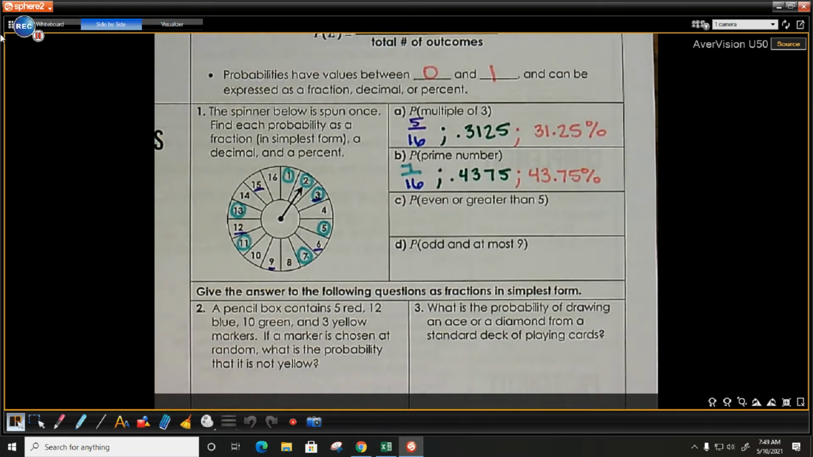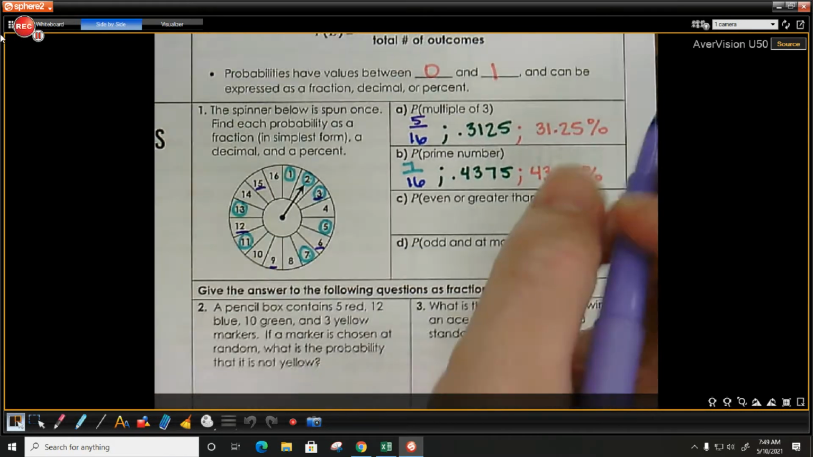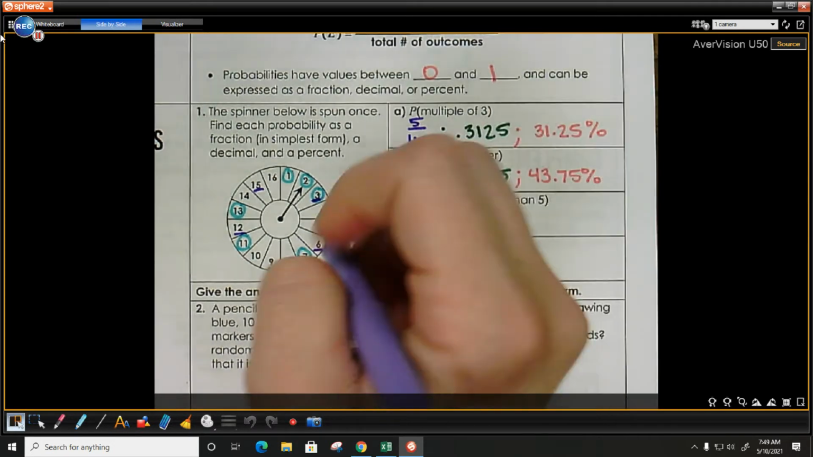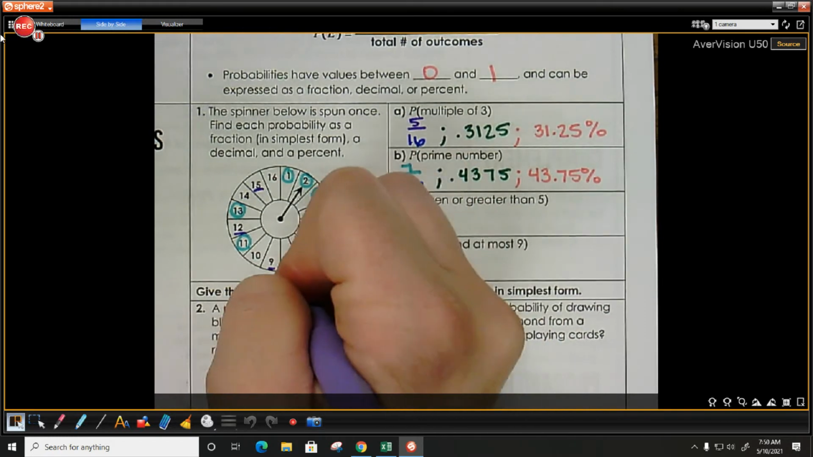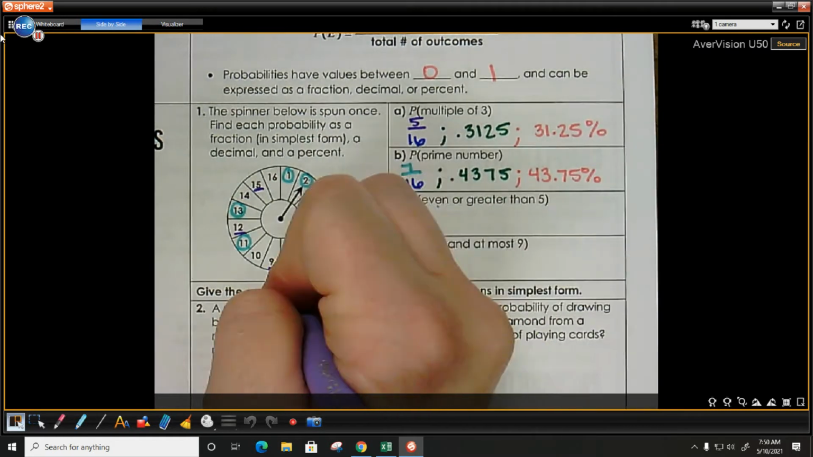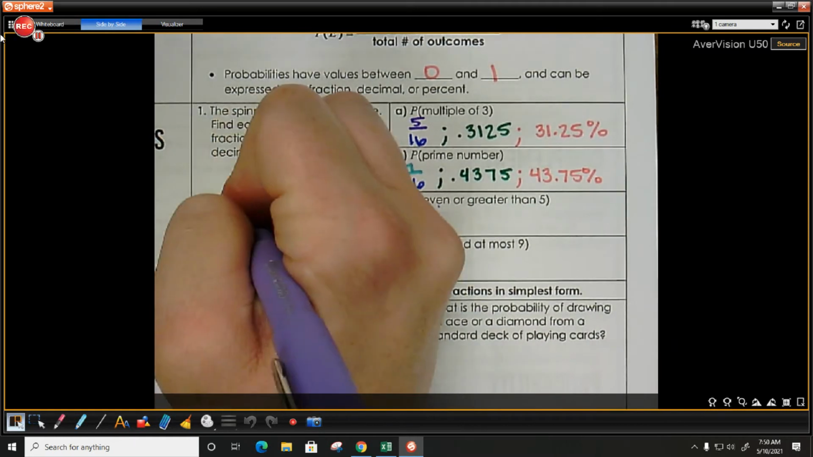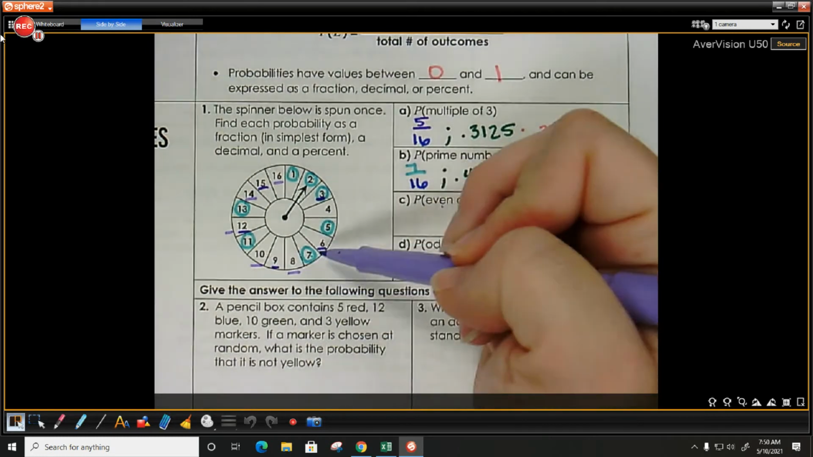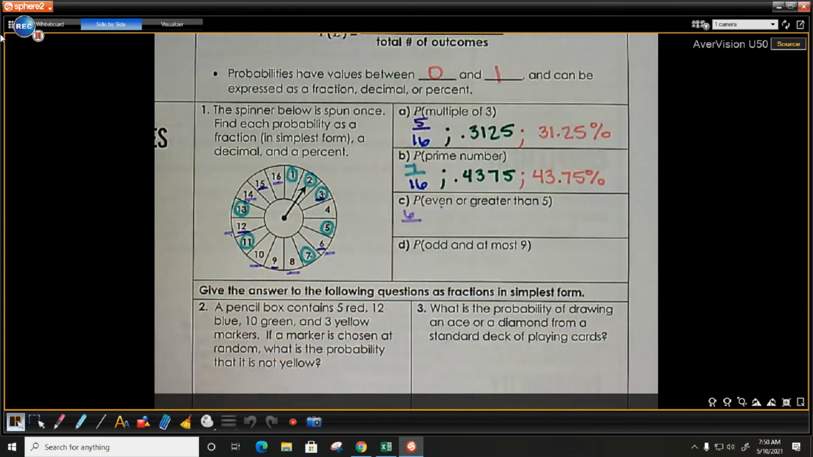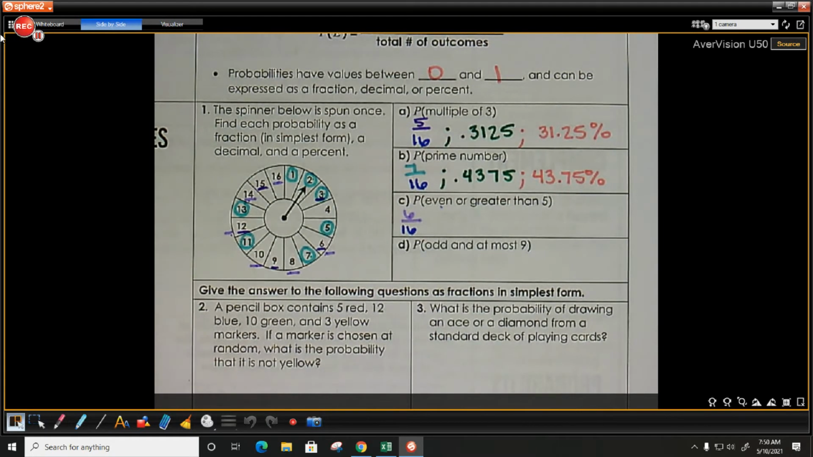Okay. Now let's do an even number greater than 5. So is 6 even? What about 8? We're doing all even numbers greater than 5. So 6, 8, 10, 12, 14, 16. 1, 2, 3, 4, 5, 6. That's 6 numbers that are even greater than 5, over 16 possibilities. 6 over 16 does simplify into 3 over 8.